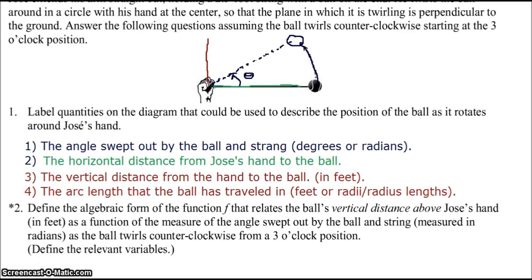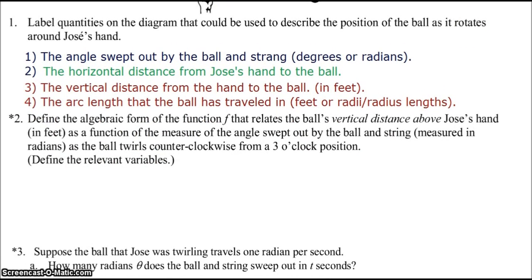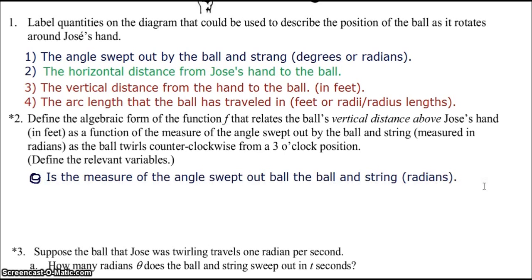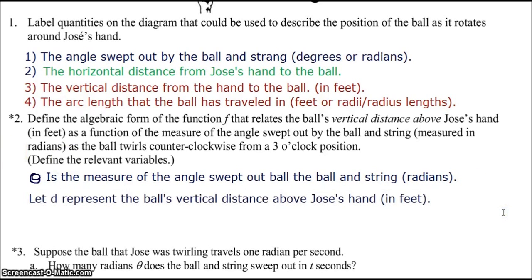Define the algebraic form of the function f that relates the ball's vertical distance above Jose's hand in feet. That's the distance that we've drawn right here, as a function of the measure of the angle swept out by the ball and the string, measured in radians, as the ball twirls counterclockwise from the 3 o'clock position. So first let's talk about the relevant variables. Theta will be the measure of the angle swept out by the ball and string in radians. And let's let d represent the ball's vertical distance above Jose's hand in feet. Then if we wanted to find a function, let's just call it f. We want the ball's vertical distance d as a function of theta, the measure of the angle swept out.